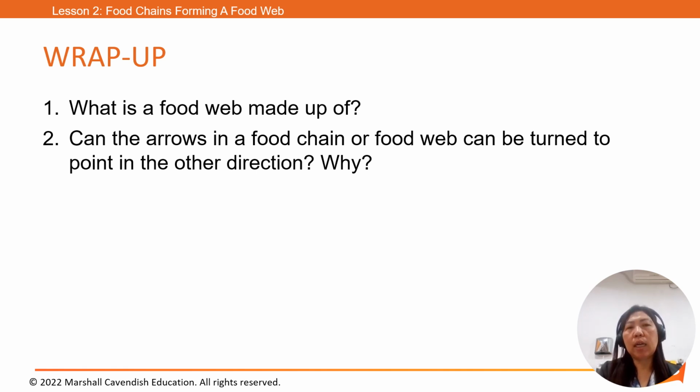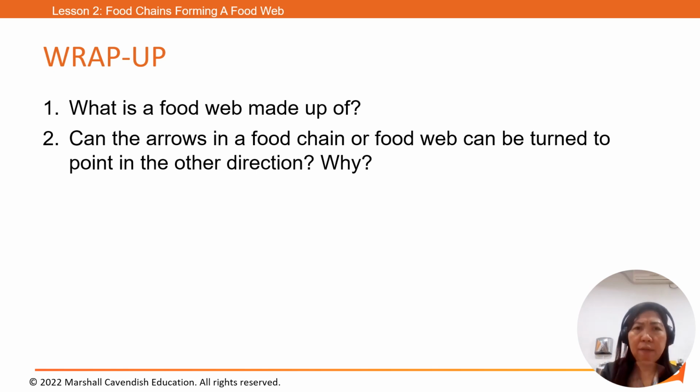Now let's check the next question. Can the arrows in a food chain or food web turn to point in the other direction? So for example, we are going to turn the arrow's direction. For example, the plant is not eaten by the ants, but the ants are eaten by the plants. Do you think that is possible? Do you think that's possible?